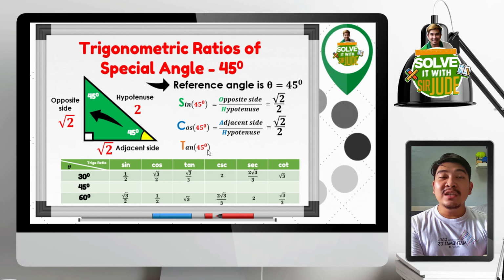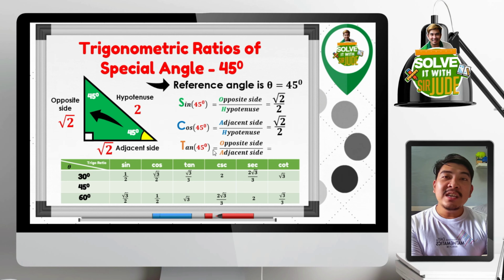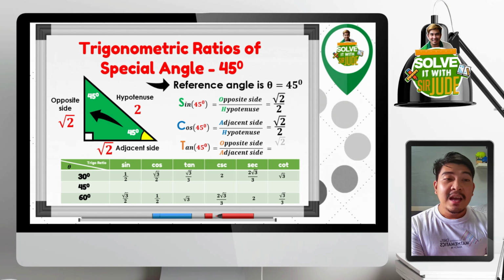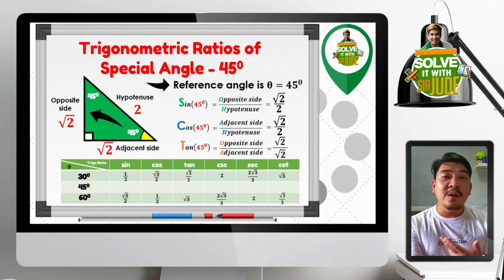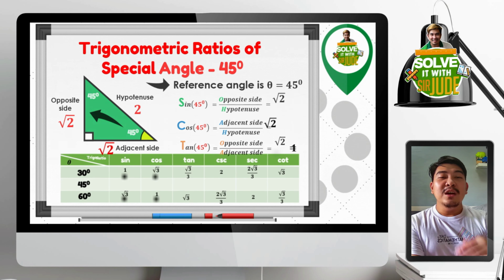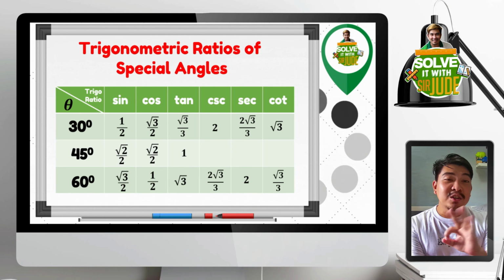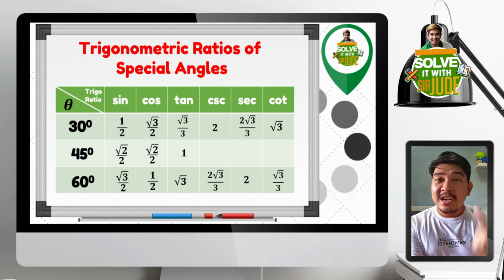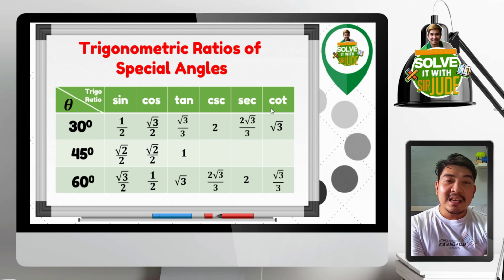So next, let us have tangent 45 degrees. So tangent is just equivalent to the ratio opposite side over the adjacent side. And if we are going to substitute the given, that will just be square root of 2 over square root of 2. And if we are going to simplify this further, this is just equivalent to 1. Okay? So nakompleto na natin yung first 3 trigonometric ratios, sine, cosine, tangent for 45 degrees. We are now ready to get the remaining 3 for special angle 45 degrees.